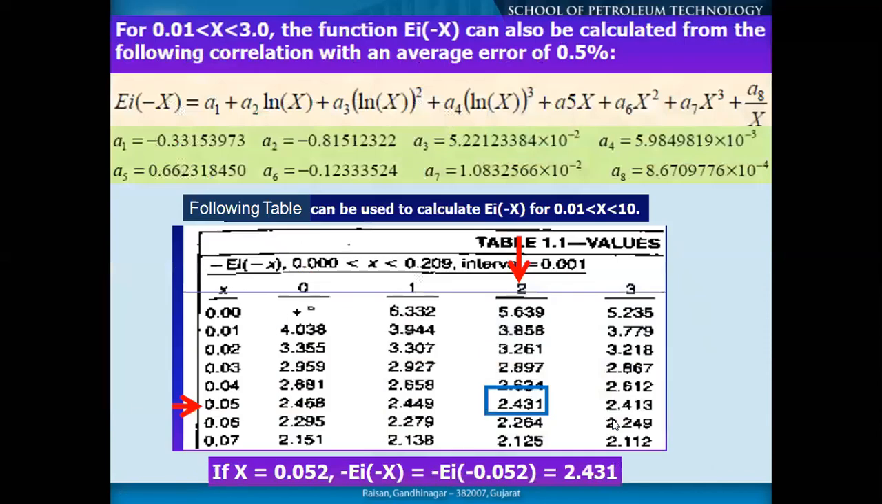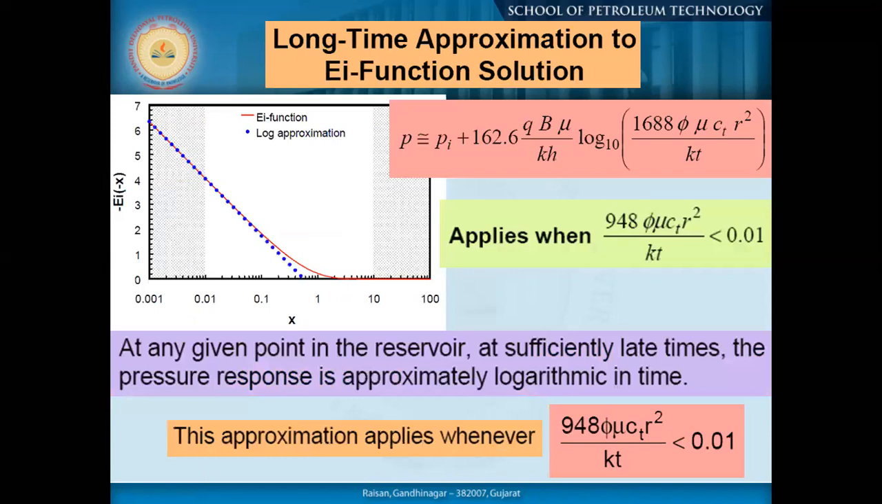Then you see the next part, when x is less than 0.01: the log approximation to the EI function. We have seen that when the x value is 0.01, you see the shaded area on the left side, the area where your x value is below 0.01.